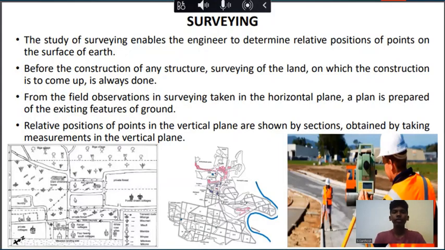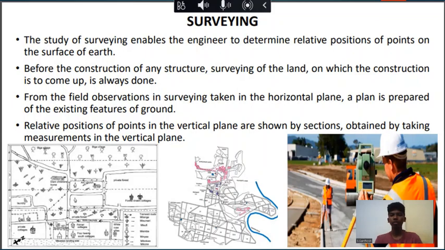Surveying. So surveying can also be called map making. The study of surveying enables the engineer to determine relative positions of points on the surface of Earth. Before the construction of any structure, surveying of the land on which the construction is to come up is always done. From the field's observation and surveying taken in the horizontal plane, a plan is prepared of the existing features of the ground. Relative positions of the points in the vertical plane are shown by the sections obtained by taking measurements in the vertical plane.